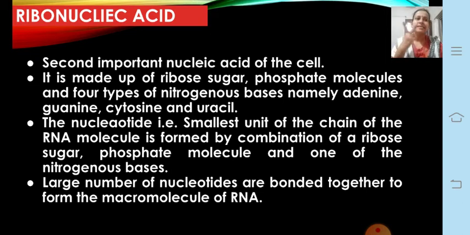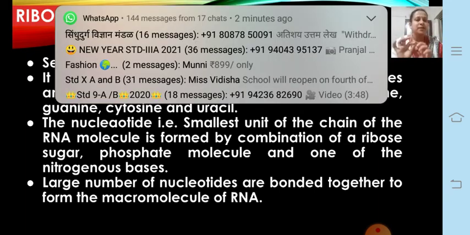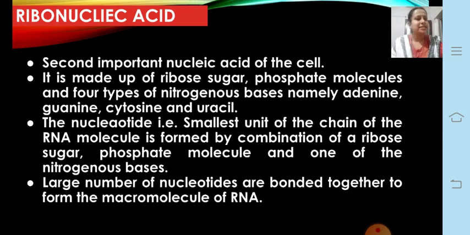And DNA is double stranded, whereas RNA is single stranded. So this is another difference between DNA and RNA. Now the nucleotide here also, the smallest unit of the chain of the RNA molecule, is formed by a combination of ribose sugar, phosphate molecule and one of the nitrogenous bases. A large number of nucleotides are bonded together to form a macromolecule of RNA. So many nucleotides in sequence form a single thread, or you can say a strand, of RNA.